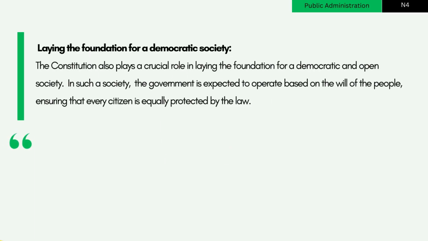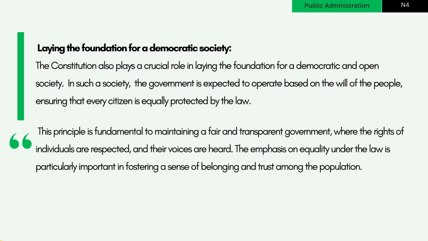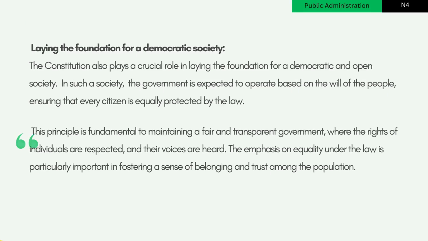2. Laying the foundation for a democratic society. The Constitution also plays a crucial role in laying the foundation for a democratic and open society. In such a society, the government is expected to operate based on the will of the people, ensuring that every citizen is equally protected by the law. This principle is fundamental to maintaining a fair and transparent government, where the rights of individuals are respected and their voices are heard. The emphasis on equality under the law is particularly important in fostering a sense of belonging and trust among the population.